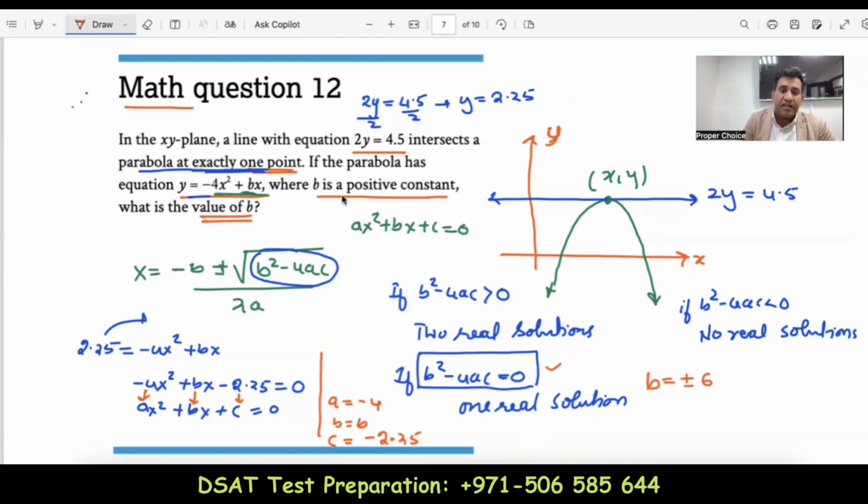As they clearly said, b has to be a positive constant. Ignore the negative. Then you take b equals 6. So the answer to this question is 6. So b equals 6 is the right answer. This is what you need to solve, and that's what I said at the beginning.